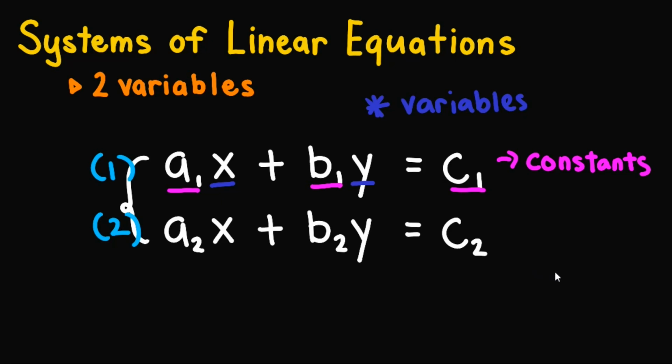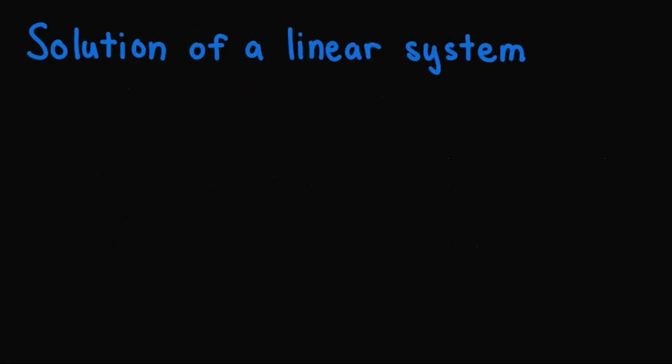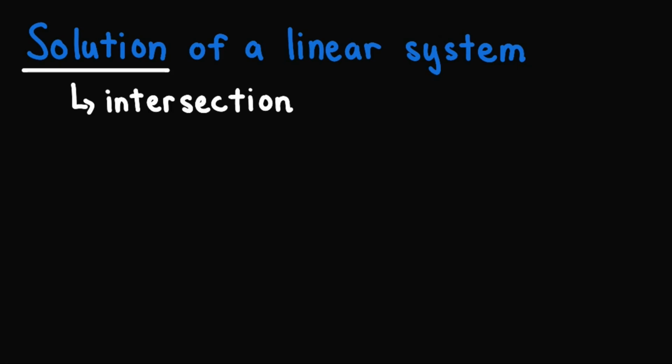So those are the things that you need to know in dealing with systems of linear equations. Also, take note that we focus our discussion only on two variables, since we have only discussed so far about the Cartesian or the 2D plane. Now, one of the main things that we do in systems of linear equations is finding its solution. So when we say solution of a linear system, we simply refer to the intersection of the given lines.